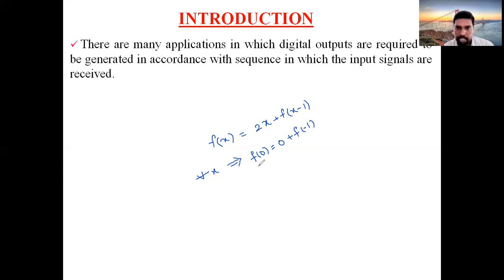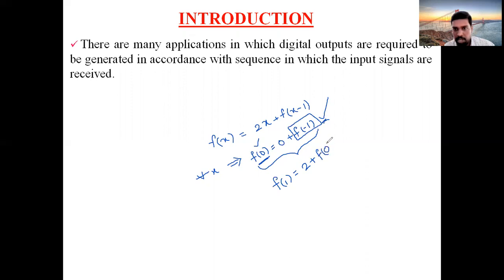If you clearly observe this expression, in order to obtain f of 0, you should know the previous output, f of minus 1. That means in order to obtain the current value or the current function, you need to know the previous output also. Why? Because that previous output becomes the input for the next expression. Suppose you take f of 1, what will it become? F of 1 is equal to 2 into 1, 2, plus f of 1 minus 1, meaning f of 0.